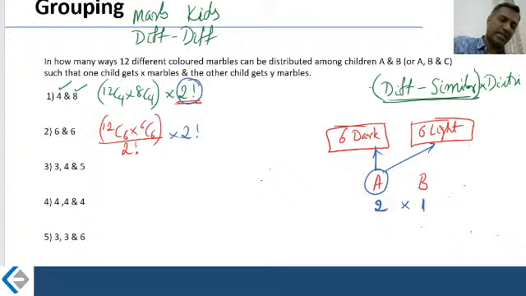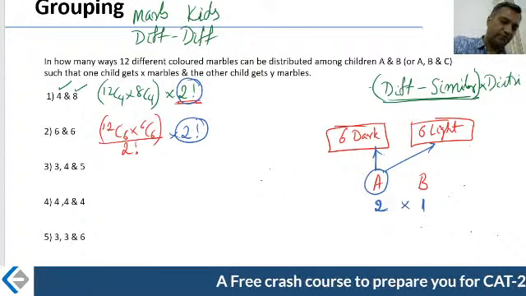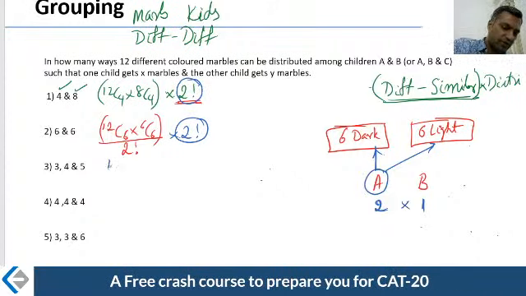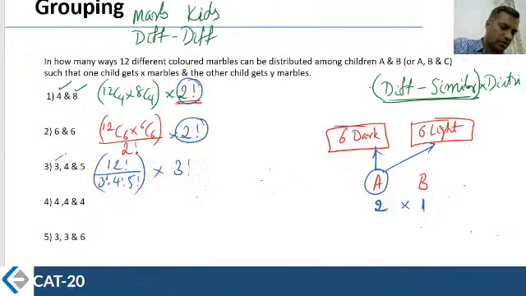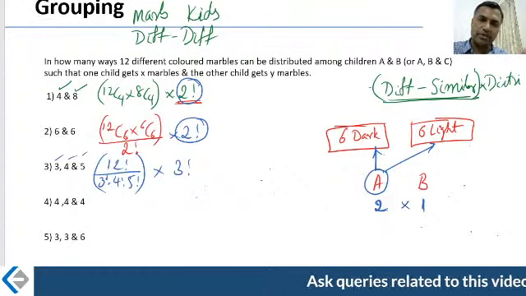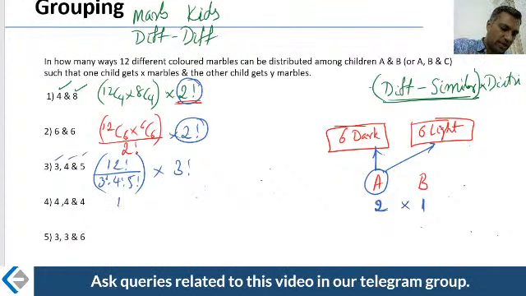Find whether it is equal or unequal. Distribution for 2 kids takes place in 2 factorial ways. If there are 3 kids, it will be 3 factorial ways. What do I write here, friends? 12 factorial divided by 3 factorial, 4 factorial, 5 factorial. This is division. How many kids here now? 3 kids, because there are 3 groups you have made. So distribution happens in 3 factorial ways. Simple. What about the next one?